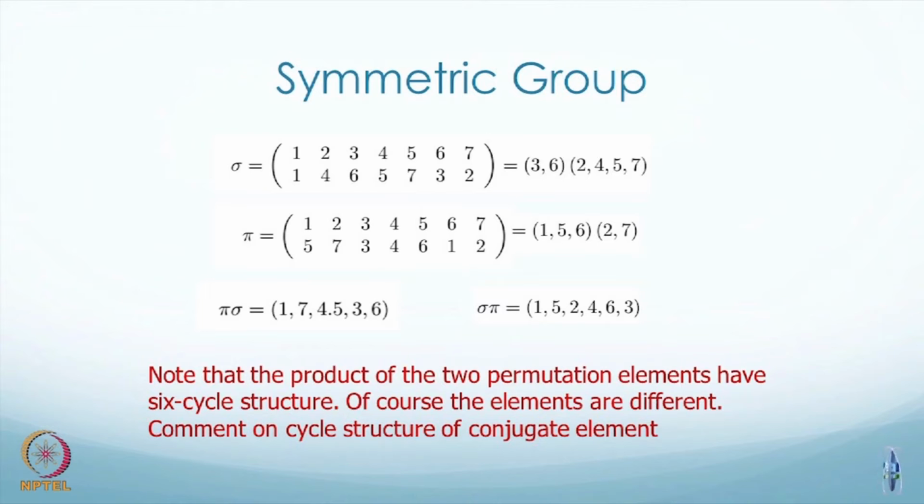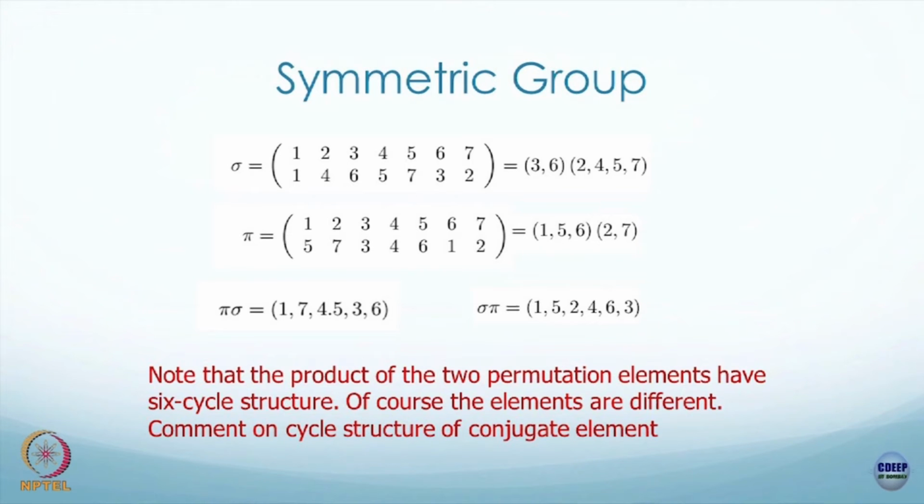Okay. Others are all, 1 is not changed, you can see that 3 goes to 6, 6 goes to 3. So, that is why it is a 2 cycle, and then you have a 4 going to 5, 5 going to 7, 7 goes to 2, 2 goes to 4. Okay. So, this is 2 4 5 7. Is that clear notation?